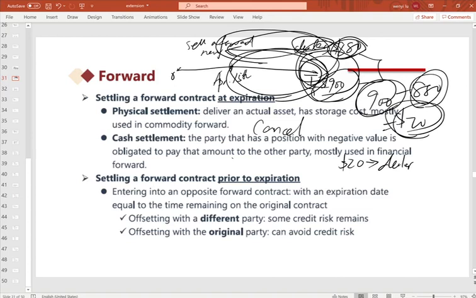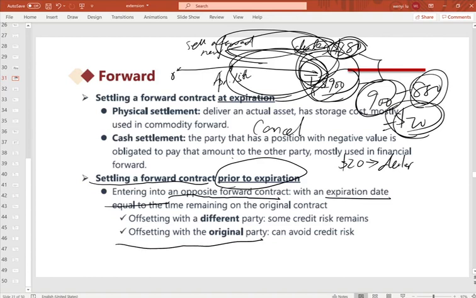So you can see here, you can settle a forward contract before the expiration. Be careful: this forward contract must have the opposite position to your previously held contract, and the date must be the same. It should also preferably be with the same original party. Because if you sign the contract with the same party, the dealer will not default. If he defaults, you will also default on your contract. So he will not default, and you have no credit risk.